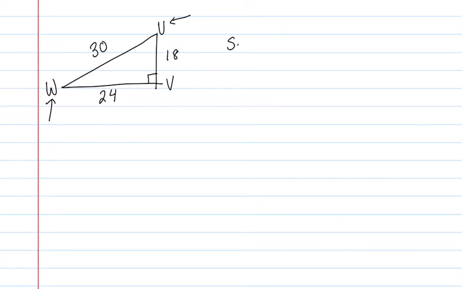So I'll set up a sine of, let's do angle U. The sine of angle U is going to equal, remember, sine is opposite over hypotenuse. The opposite of angle U is 24, and the hypotenuse is 30. And this is where we're going to use the inverse. So if I take my sine inverse of 24 over 30, that's going to give me the measure of angle U.